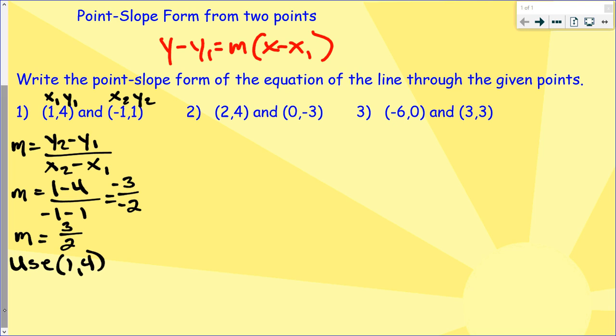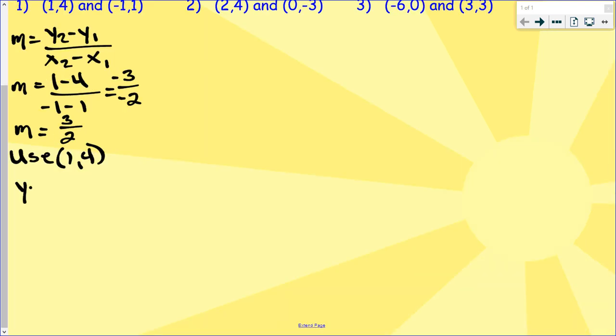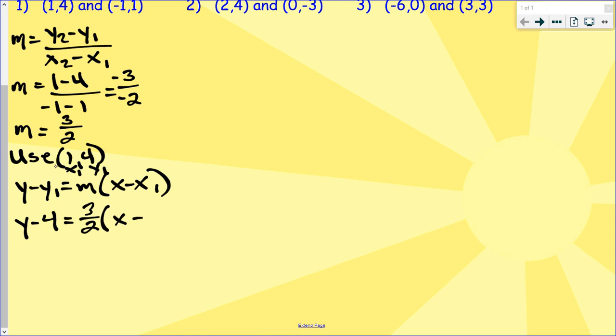And so what I'm going to do now is I'm going to take those and plug them in to y minus y1 equals m times x minus x1. So y minus, let me label these. Here's my x1 and my y1. So y minus y1, so it'd be y minus 4. The m is 3 halves times x minus the x1 is 1. And that is the solution. So that's the equation of the line that passes through those 2 points.